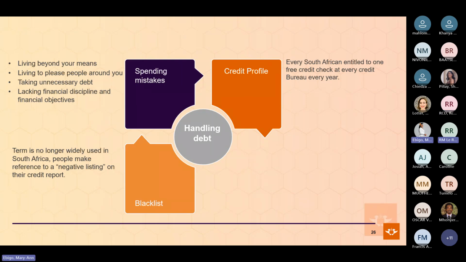Thank you. All right, so blacklist is a term that's no longer widely used in South Africa. People now make reference to a negative listing or an adverse listing on their credit report. This is when you miss a payment on a credit agreement that you have. You skipped it, then it'll affect your credit profile and have an effect on your credit score. So it will appear on your credit score. If you miss too many payments, or depending on the credit terms, they can put you on a negative listing because of that. So be very careful when it comes to handling debt.